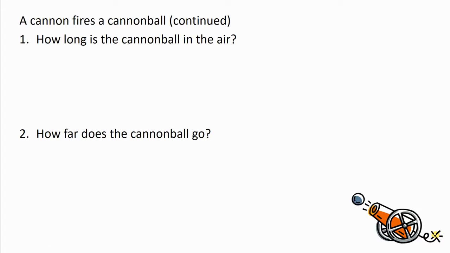The next question is, how long is the cannonball in the air? Let's think about this. What dictates how long the ball is in the air is going to be the vertical component, because when does it stop? Well, when it gets low enough that it hits the ground. That's what stops it from going any further. It's no longer in the air. So how do we figure this out? We've got this object that's flying through the air.